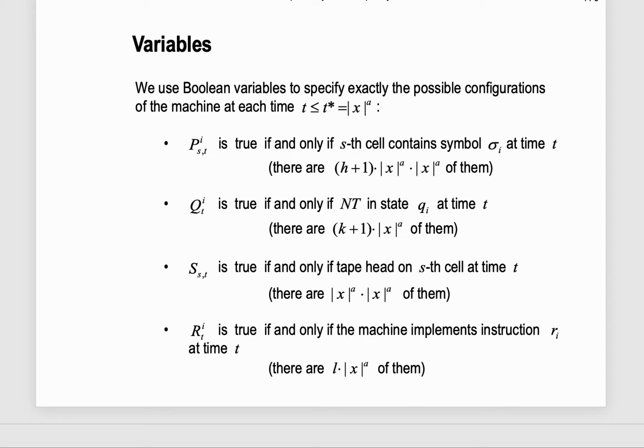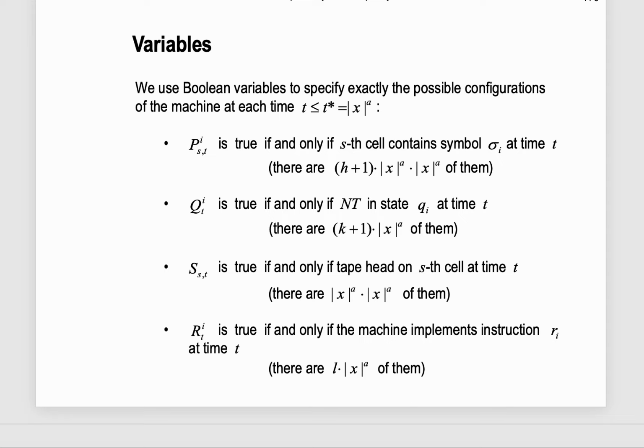Variables. Now coming to variables, we use Boolean variables to specify exactly the possible configurations of the machine at each time t, where t is less than or equal to the bound. Here are some descriptions of the variables. P of i, s, t is true if and only if the s-th cell contains symbol lambda of i at time t. There are h plus 1 times x of them.